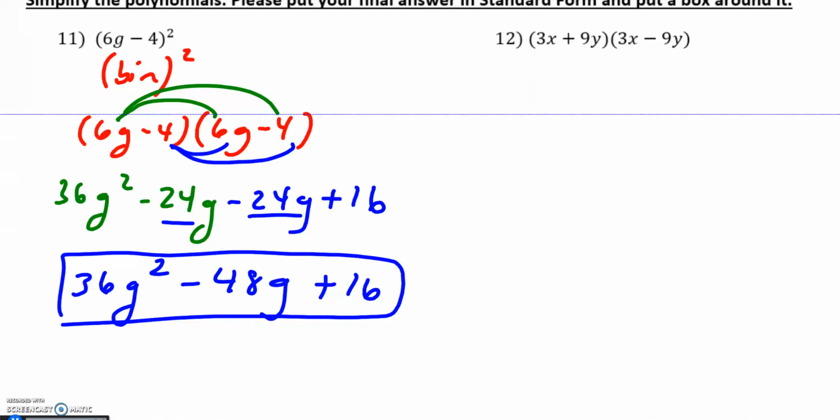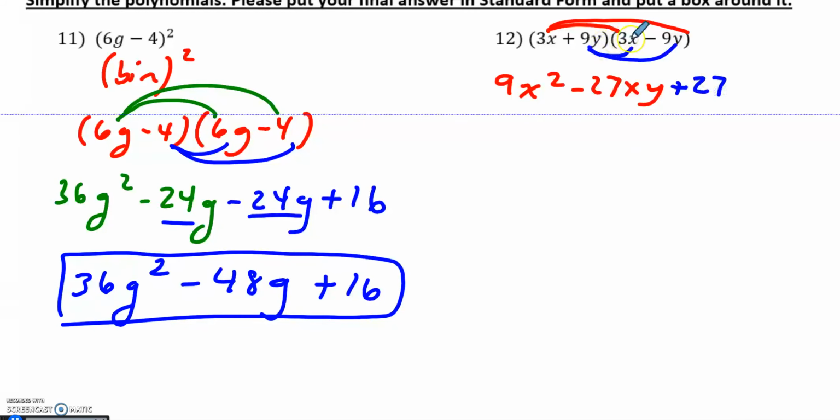Number 12 is also the same type of idea, except this is another special case because when I distribute the 3x in first, that would be 9x squared. 3x times negative 9y is negative 27xy. And then if I distribute the 9y to both, 9y times 3x is also a 27yx, but that's the same as xy because when I'm multiplying. And then positive 9y times negative 9y is negative 81y squared.